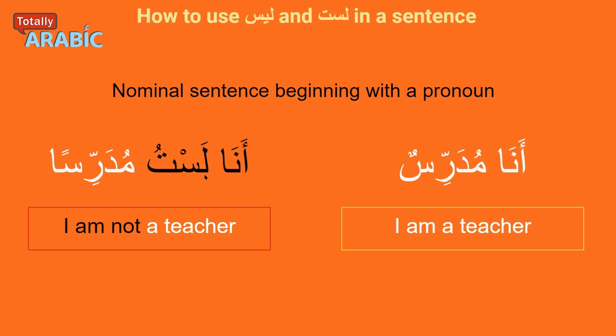It does not change. It always keeps the same form, and it is very specific to أنا. أنا لست مدرسا, which means I am not a teacher. Again, the dhamma changed to a fatha here, similar to the previous two examples that we have seen at the beginning. أنا لست مدرسا, I am not a teacher.